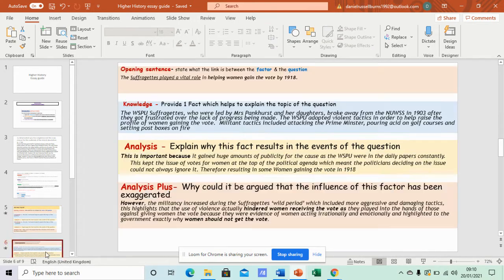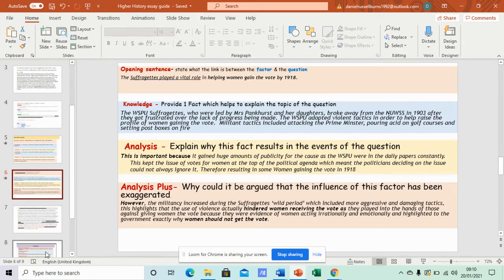Okay, so in the next slide, I've provided samples of what these sections should look like to allow you to see the length of them, the certain words that are used, and the detail that it goes into. So if we take the opening sentence, remember, an opening sentence is to state what the link is between the factor and the question. Now, very, very simple.